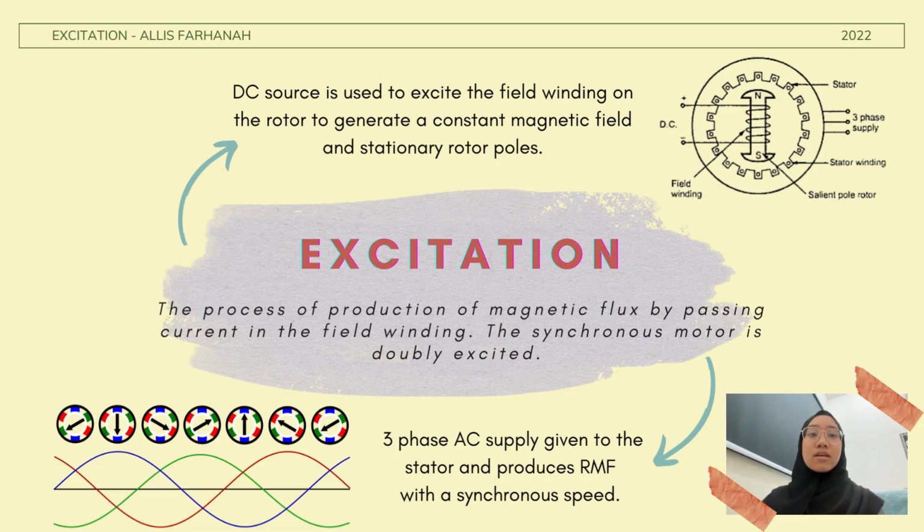The first one is, when the 3-phase AC supply is given to the stator, it produces a rotating magnetic field, which is called RMF, with a synchronous speed. The second one is a DC source, which is used to excite the field winding, which magnetizes the rotor to generate a constant magnetic field and stationary rotor poles that interact with the stator RMF.